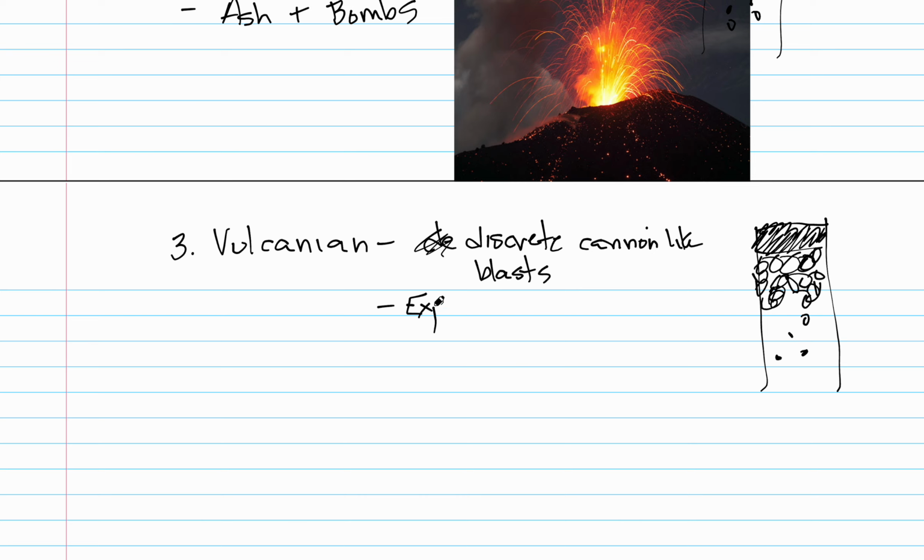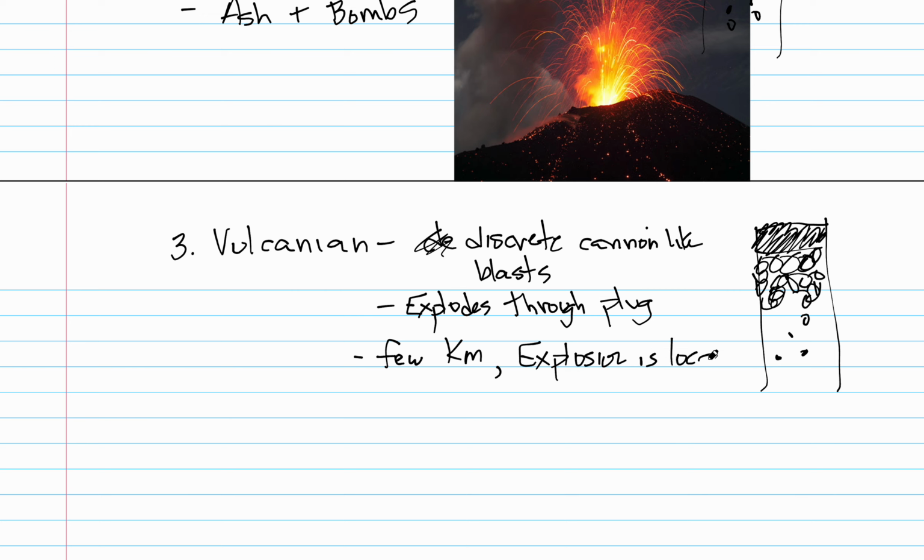Let's say that the bubbles explode through the plug, which has capped the conduit. It will send material on the order of a few kilometers, and the explosion is local. We're going to say that. When it does erupt, it produces chunks of the cap that are called blocks, and then fragments of magma that are called bombs, and then all the really fine stuff, which is ash.